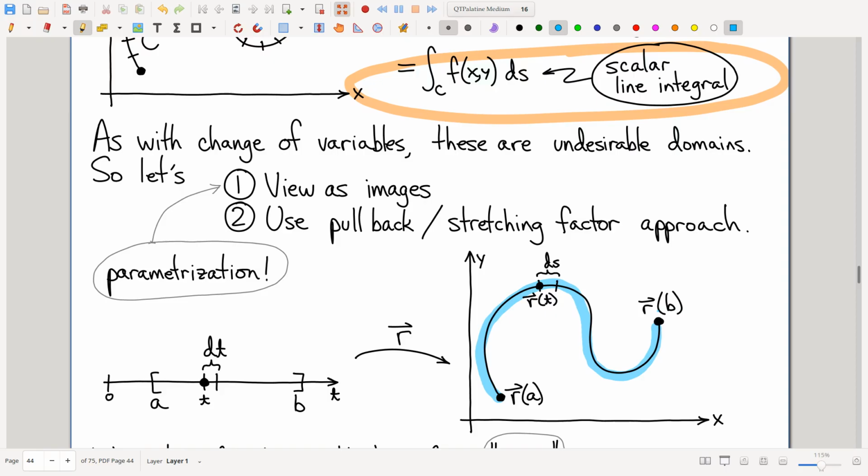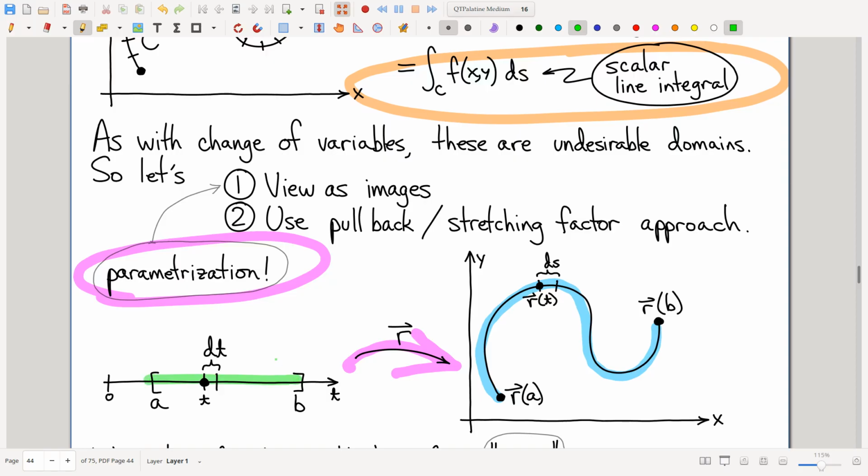But when you have a domain you don't like, we can still kind of steal the same strategy we used previously. View it as being an image. Once you view it as being an image, then you can pull back the integral and get a new integral on your pullback domain. So the good news is how to view this as being an image is something we know from long ago. Back in chapter 1, we talked about parametrizing curves. And if you think about it, that's exactly what a parametrization is. A parametrization is a way of viewing your curve as being the image, by way of some function, of an interval on the t-axis.